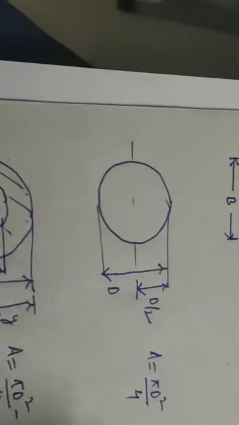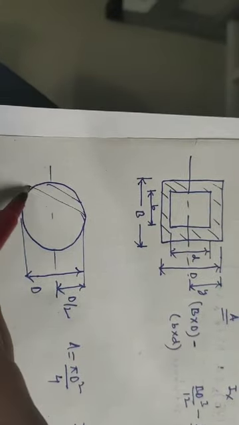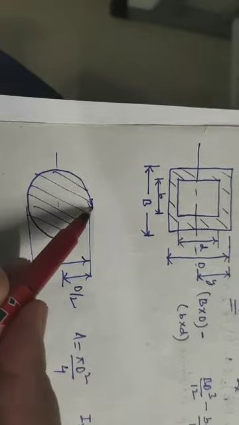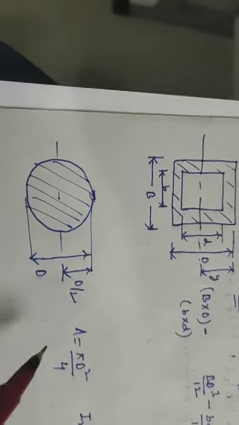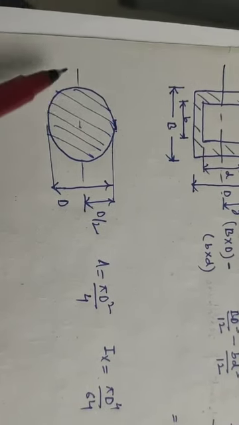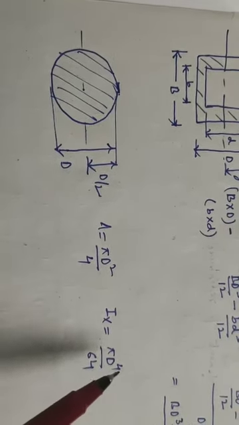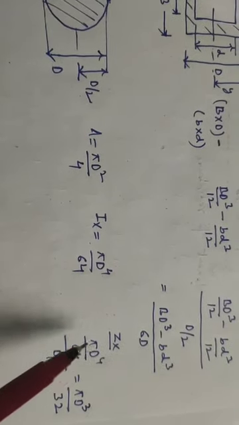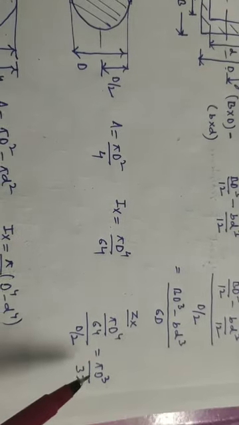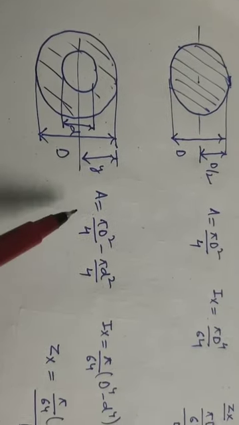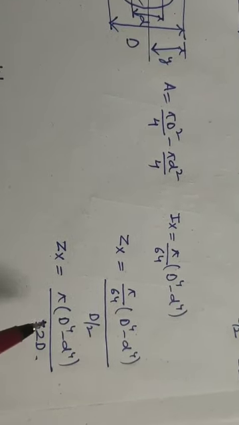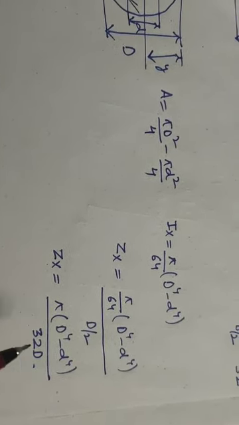If the cross section of the beam is circular, like a shaft of diameter D, the y value is D by 2, and the area is pi D square by 4. In this case, the moment of inertia about the x-axis will be pi D 4 by 64 and Z will come out by dividing by this value y. This is pi D cube by 32. If it is hollow, this is the area, this is the moment of inertia, and the value of Z comes out to be pi (D4 minus d4) by 32D.